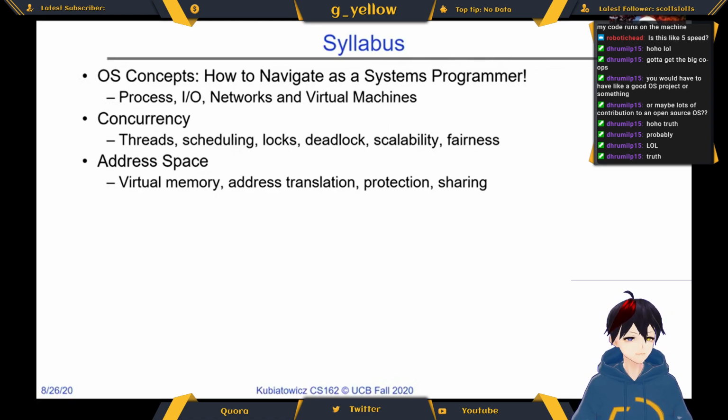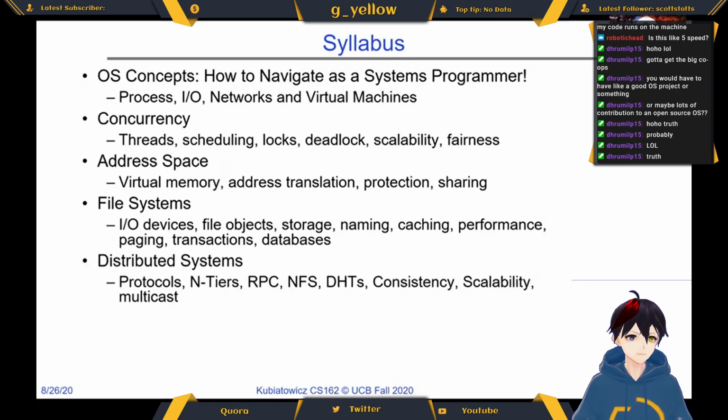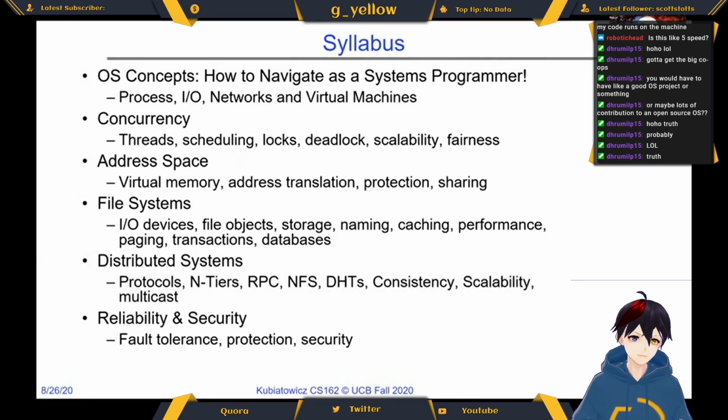So virtual memory, address translation, protection, sharing. We'll talk about how file systems work. So we talk about device drivers and file objects and storage and block stores and naming and caching and how to get performance and all of those interesting things about file systems, which you probably haven't thought about. In the last couple weeks of the class, we'll even talk about how to get the file system abstraction to span the globe in a cloud storage system. So that'll be interesting. We'll talk, like I said, about distributed systems protocols, RPC, NFS, DHTs. We'll talk about Tapestry and some of those other things. And we'll also talk about reliability and security to some pretty big extent.